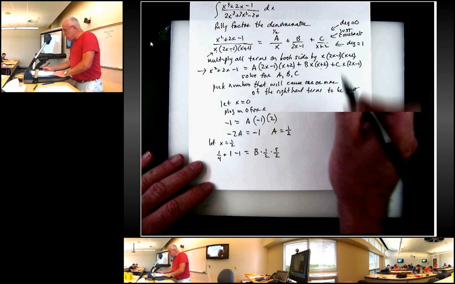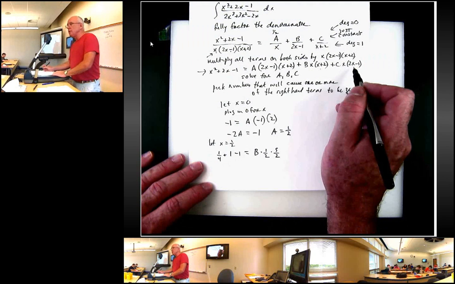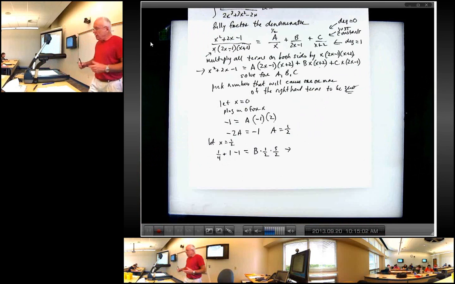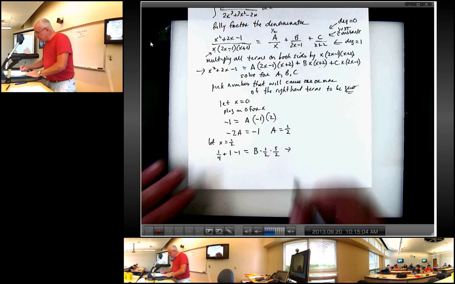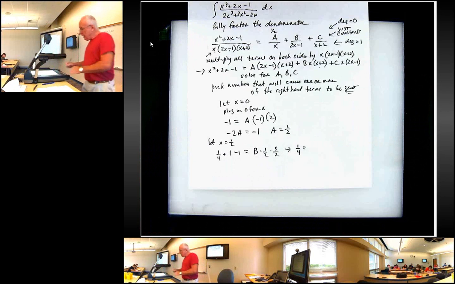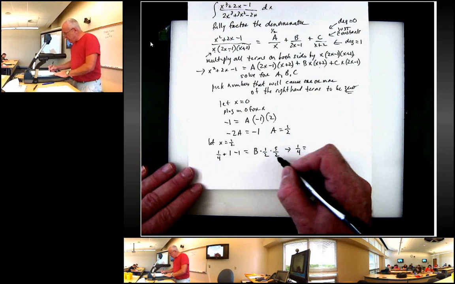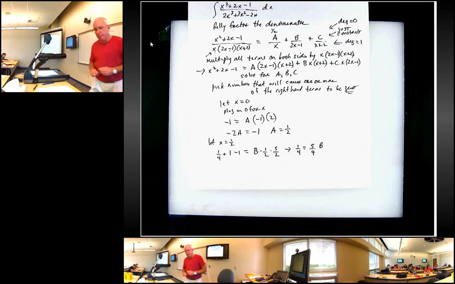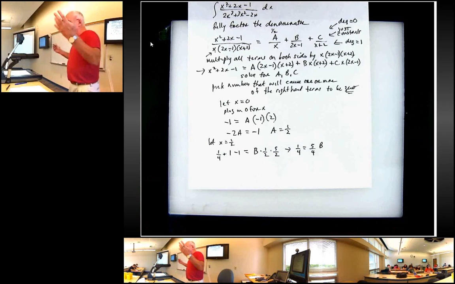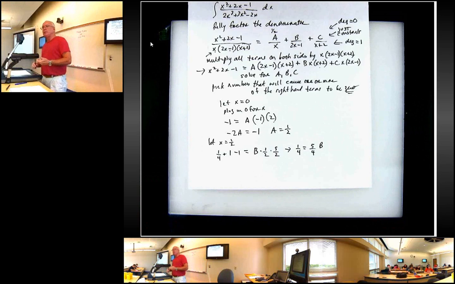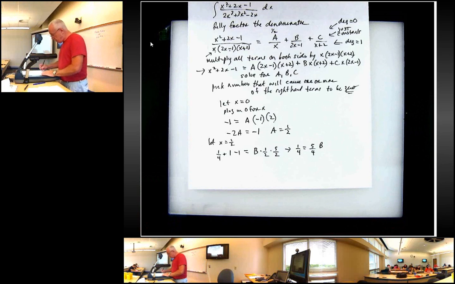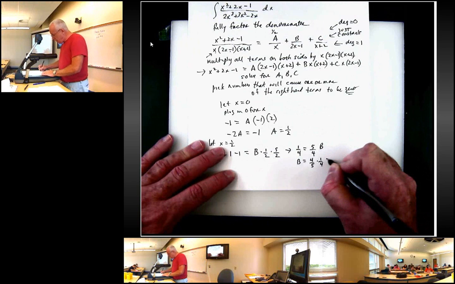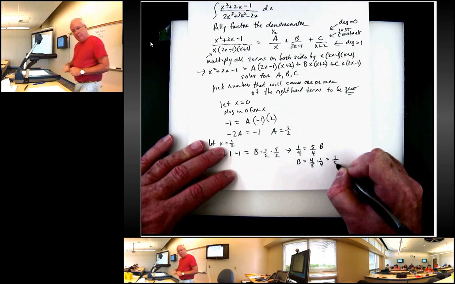And then my last term will go to 0 because of the choice of 1/2. So let's see what we get with this. Okay, the 1's cancel out on the left side, so I still have a 1/4 there. And then on the right side, I have 5 over 4 times B. So now I solve for B by simple algebra, multiplying both sides by 4/5, the reciprocal. So B is equal to 4/5 times 1/4, or 1/5.